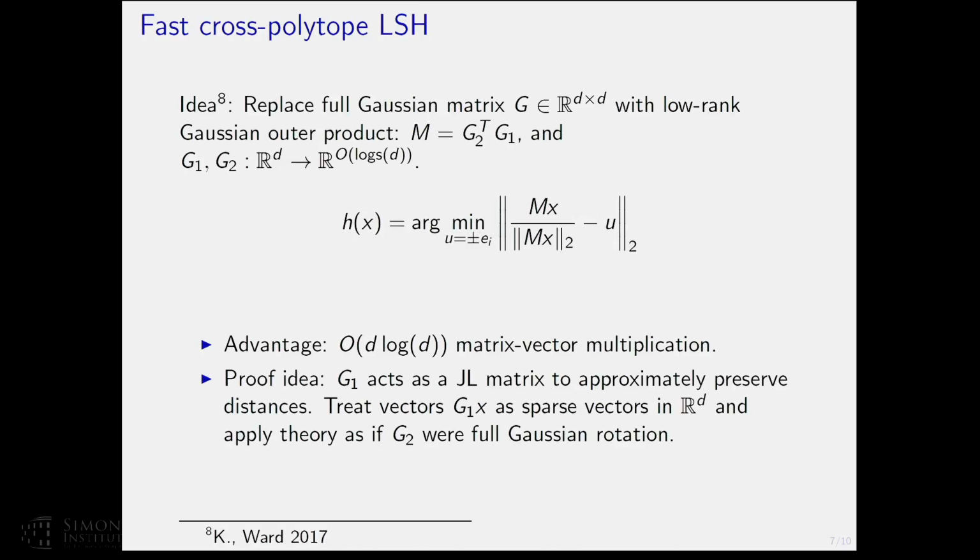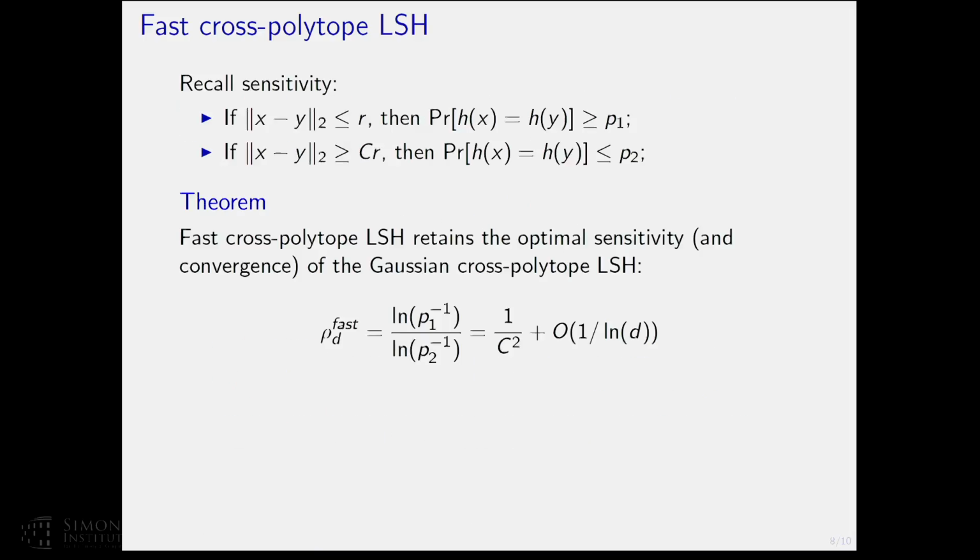Okay, so what's our idea? I want to replace this dense Gaussian matrix with a low-rank outer product of these short fat matrices. Here, G1 is essentially a Johnson-Lindenstrauss transform. It's going to project from dimension d to order log d with very low distortion. Now, we treat our vector in this log d dimension as a sparse vector, and we just apply a full rotation to it. That takes time d log d. The moral of the story is, if I'm projecting down to this low dimension with pretty low distortion, everything should work out appropriately.